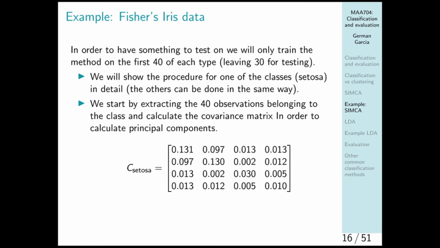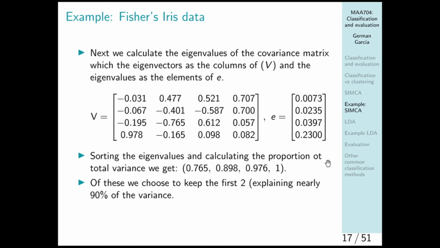Now, we start by extracting the 40 observations belonging to the class and calculating the covariance matrix in order to calculate the principal components. So, covariance matrix: a square matrix, 4 times 4, everything is going all right. Now we calculate the eigenvalues of the covariance matrix, with the eigenvectors as the columns of V and the eigenvalues as the elements of this vector.